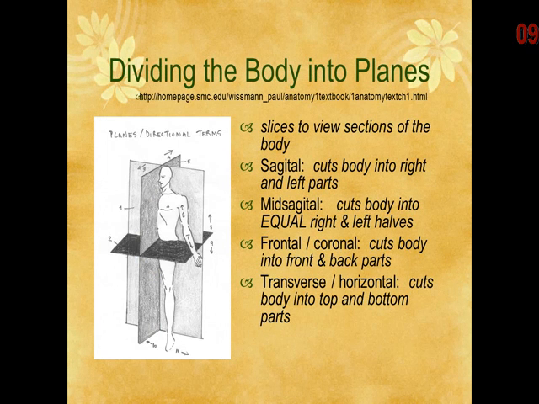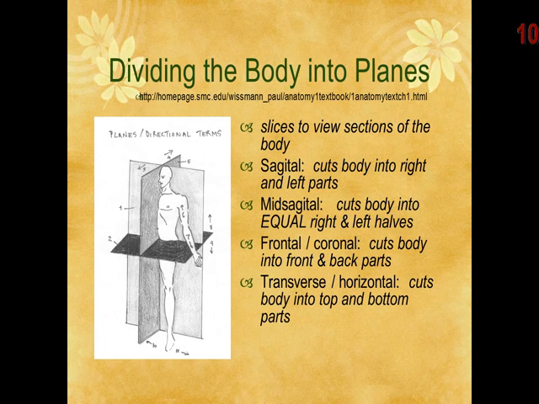Sagittal is going to divide the body into right and left parts. Mid-sagittal also divides the body into right and left parts, but they are equal right and left parts, divided directly down the midline. Mid-sagittal is a further specification of sagittal. You will only see the mid-distinction in the sagittal plane because there is no symmetry to the body between the anterior and posterior, or superior and inferior.